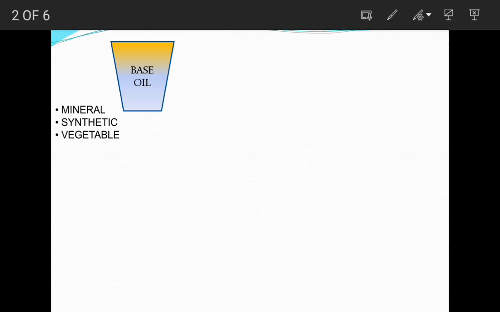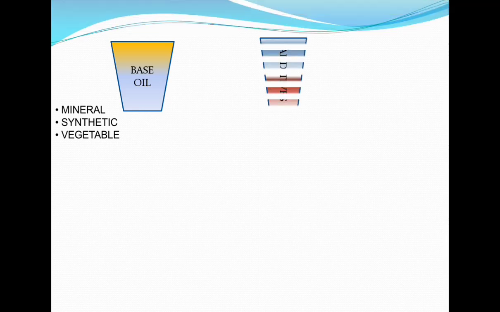Base oil may be of three types. It may be mineral type, it may be synthetic type, or it may be vegetable type. And we are adding the additives to the base oil in a proper proportion. Additives give the property that we require in the lubricants.